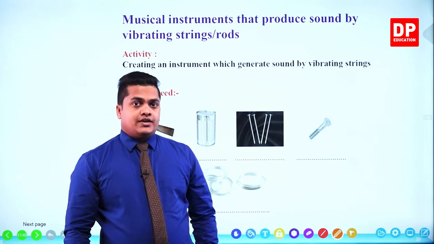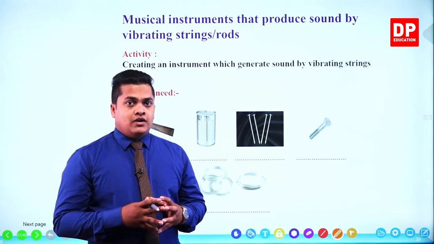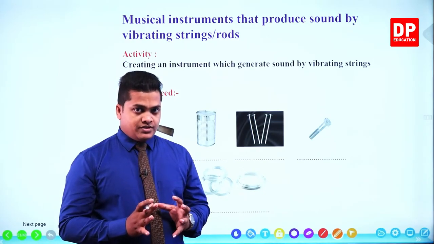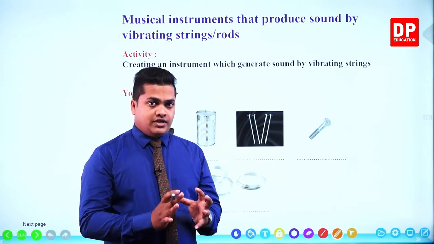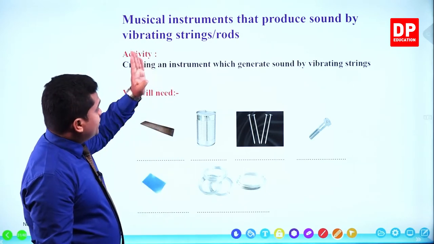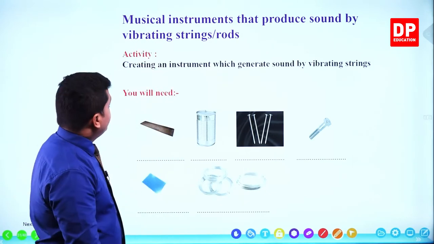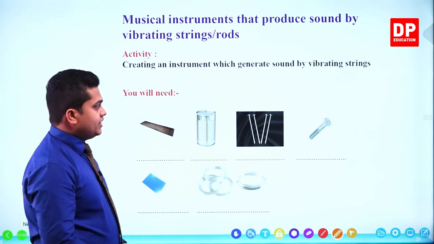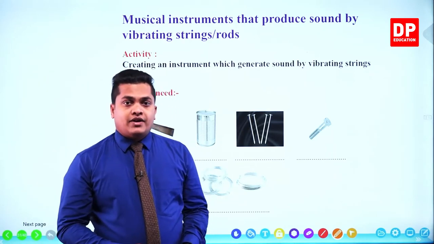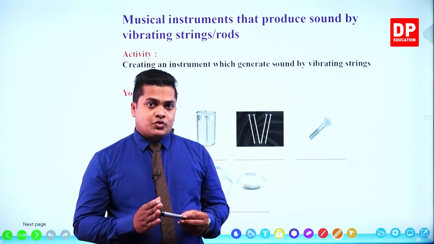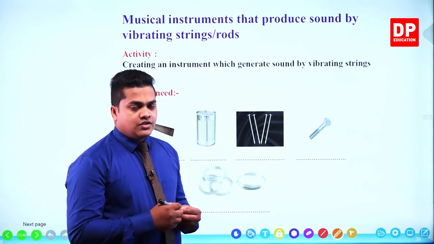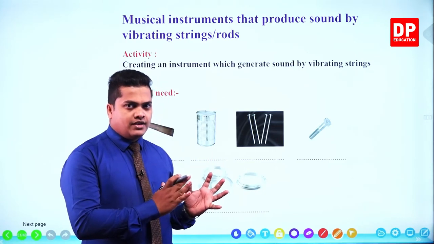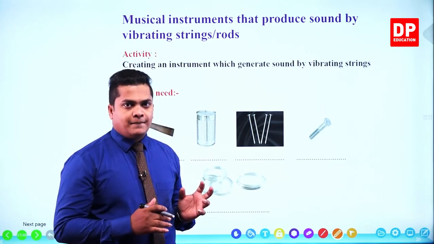So in the next part, we are discussing the instruments that generate or produce sound by the vibration of strings or metal rods. Okay, that produce sound by the vibration of metal strings or metal rods. So the most common instrument that we have in this category is the guitar.